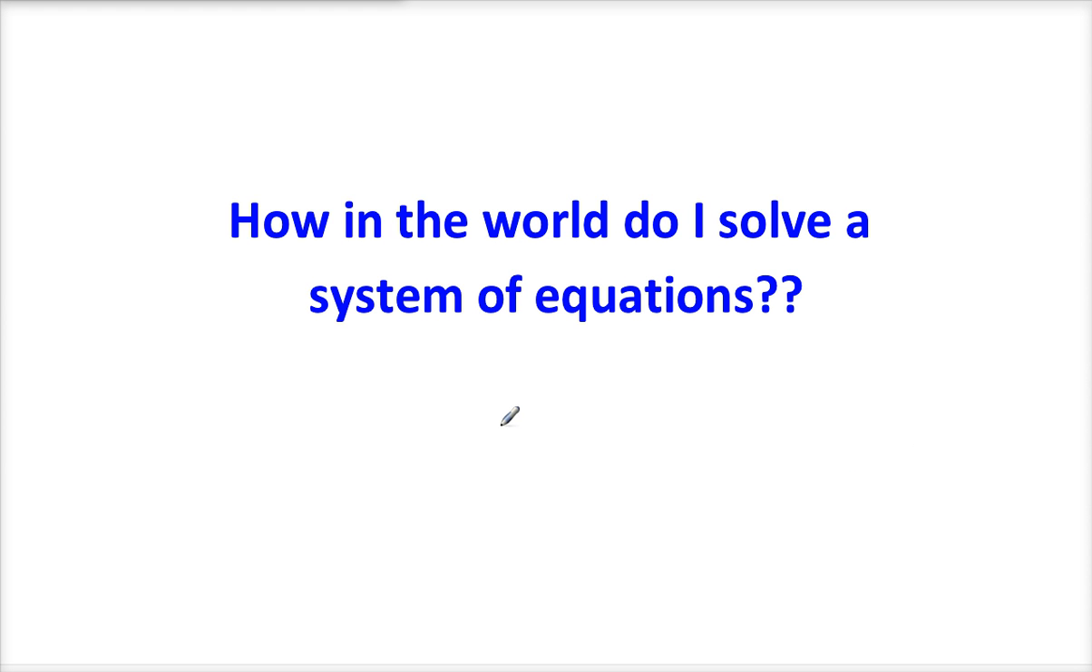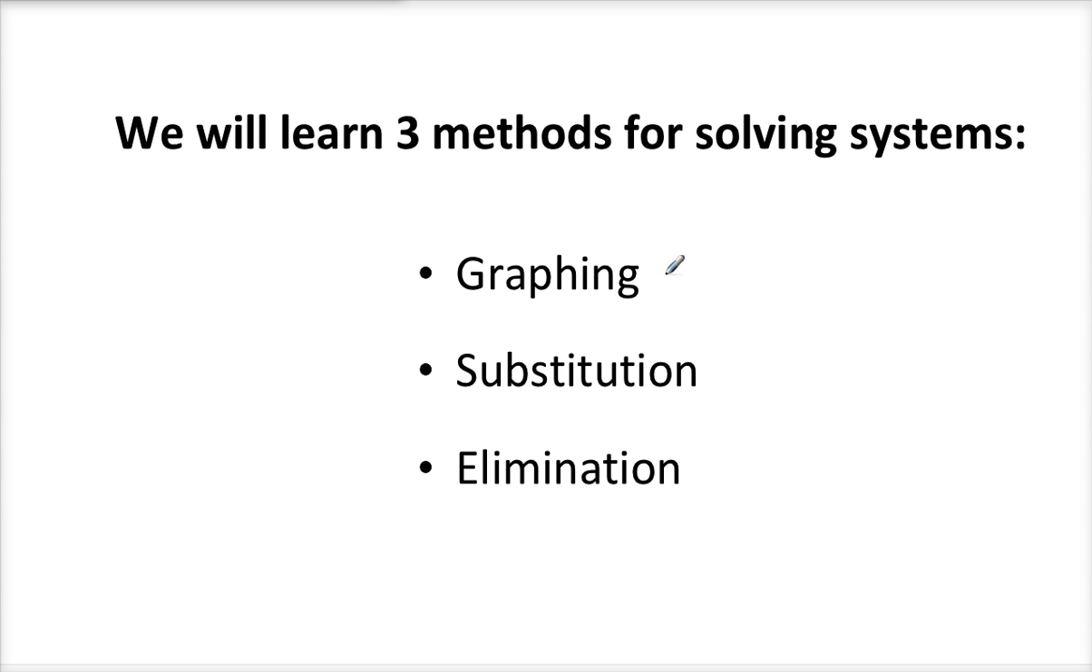You might be asking yourself right now, how in the world do I solve a system of equations? That looks really difficult. How am I supposed to find a number for x and for y that works for both equations at the same time? Well, I'm here to tell you it's not too difficult. And the good news is you already know one of the ways for solving systems.